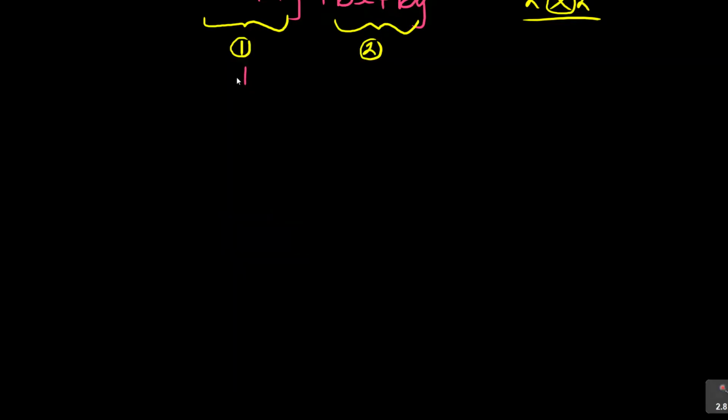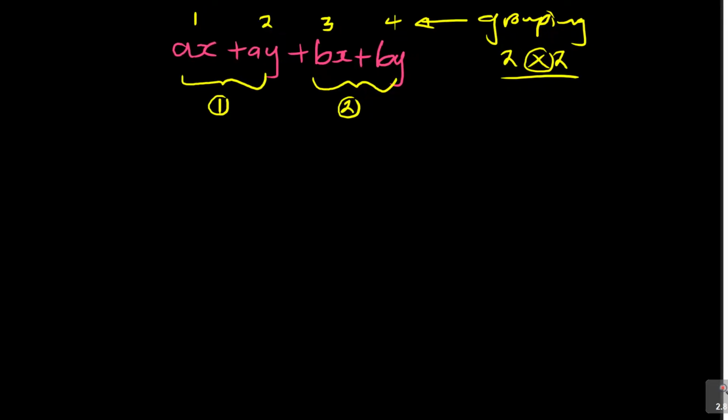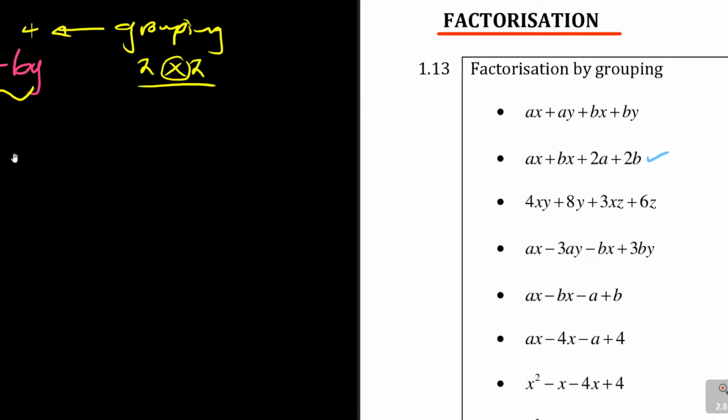So now, what's the next one here? I just want to maintain this so that you can have an idea. The next one says 4xy. Let me do that one. It's 4xy plus 8y plus 3xz plus 6z.